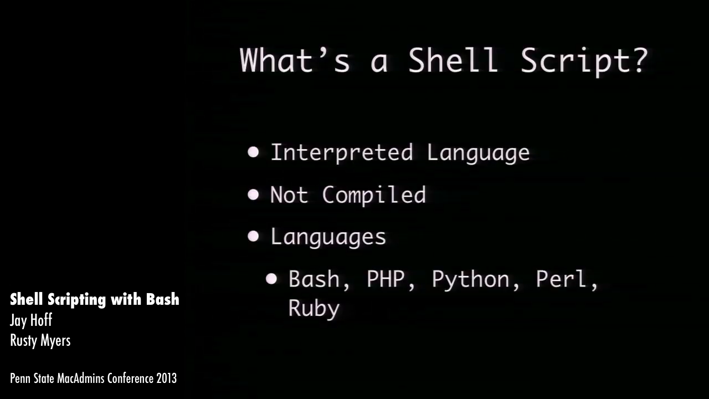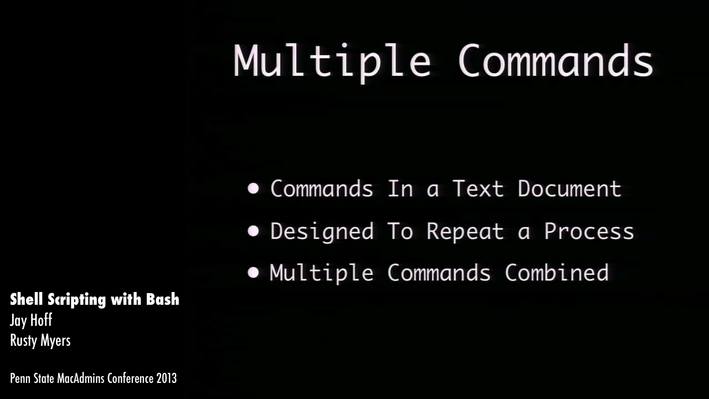Okay, shell script. Shell scripting is an interpreted language, which means you have to have an interpreter to read it. If you don't have the interpreter, it won't run. It's not compiled like a C program is. Here are some examples of different scripting languages: Bash, PHP, Python, Perl, and Ruby. Bash script takes multiple commands that you would run one at a time in a terminal window and combines them into a text document to create a repetitive process, allowing you to repeat a common task or gather common data.